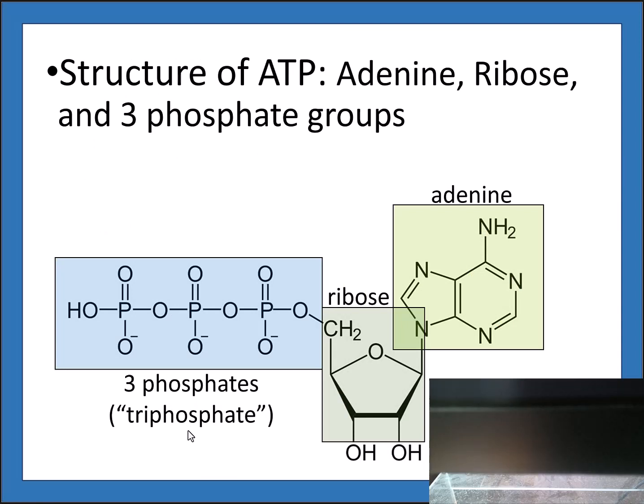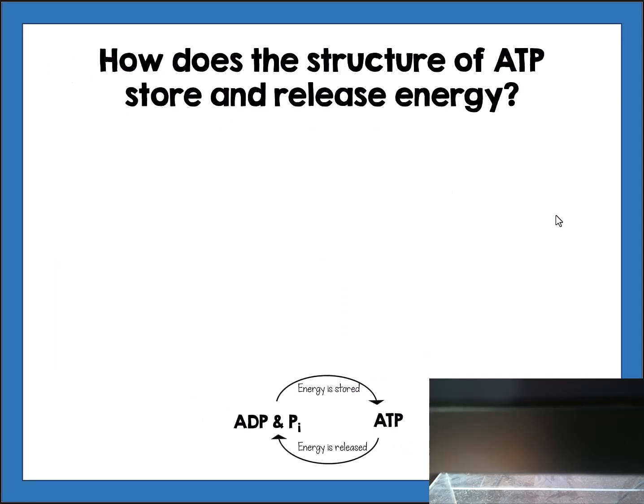So here's its structure. It's made of adenine, which is this molecule here. These are carbons. When we draw carbons, we commonly draw them as a ring structure like this. Ribose, so it has adenine, ribose, and 3 phosphate groups. So 1, 2, 3 phosphate groups, which is how it's known as triphosphate. And this adenine and ribose together is the adenosine portion of that.